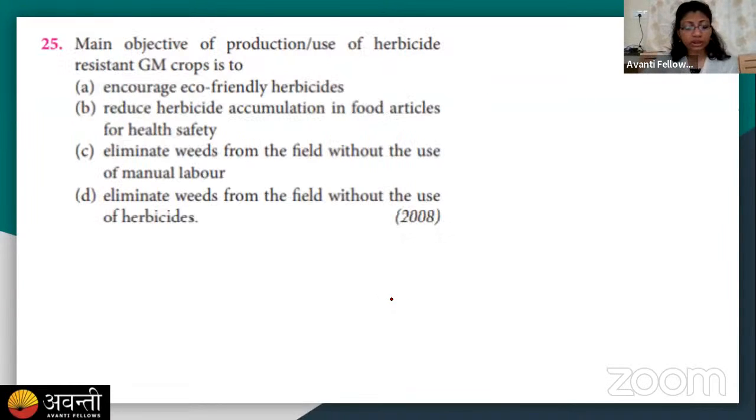So the next question is, main objective of production or the use of herbicide resistant GM crop is to A, encourage eco-friendly herbicides. B, reduce herbicide accumulation in food articles for health safety. C, eliminate weed from the field without the use of manual labor. And D, eliminate weed from the field without the use of herbicide. So you have to give your answer. Okay. JNV UK, you have to also give your answer.